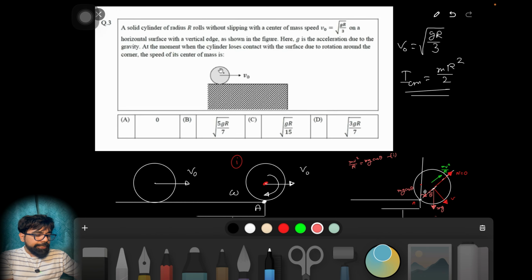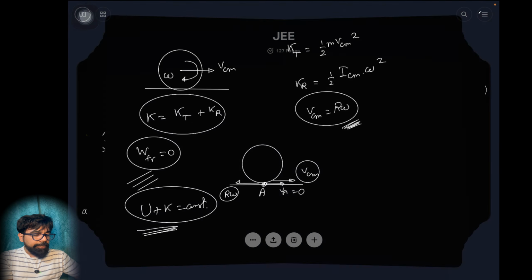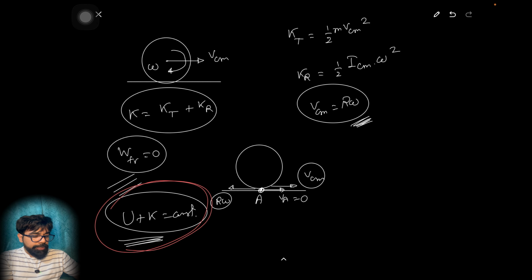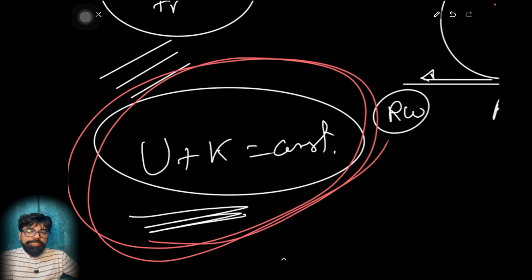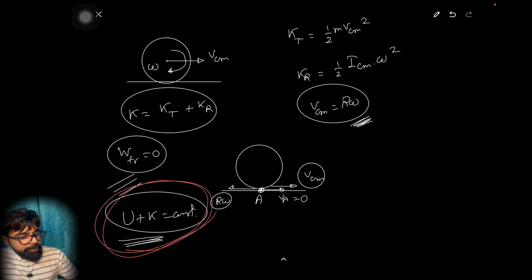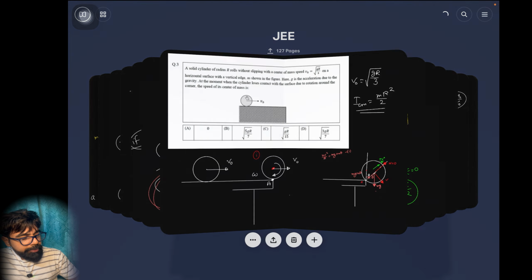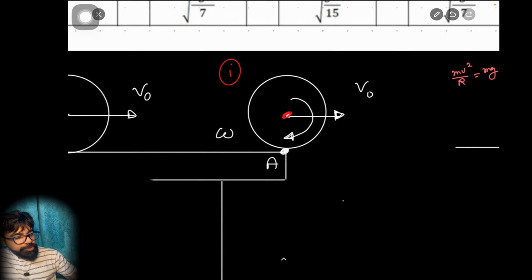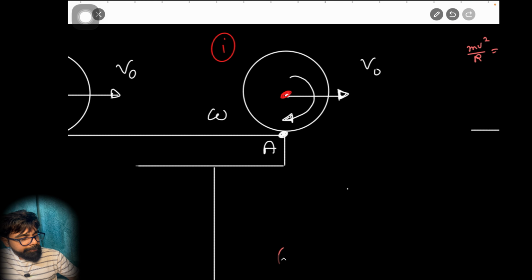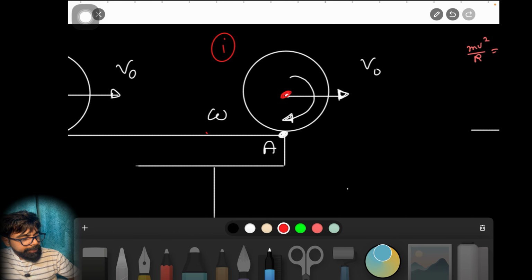And also, as I discussed at the very beginning, for a rolling object, U plus K, the summation of potential energy and kinetic energy, is constant, so we can use this equation also. So this is the initial position. At the initial position, I am taking this line, the red line, as the reference frame.